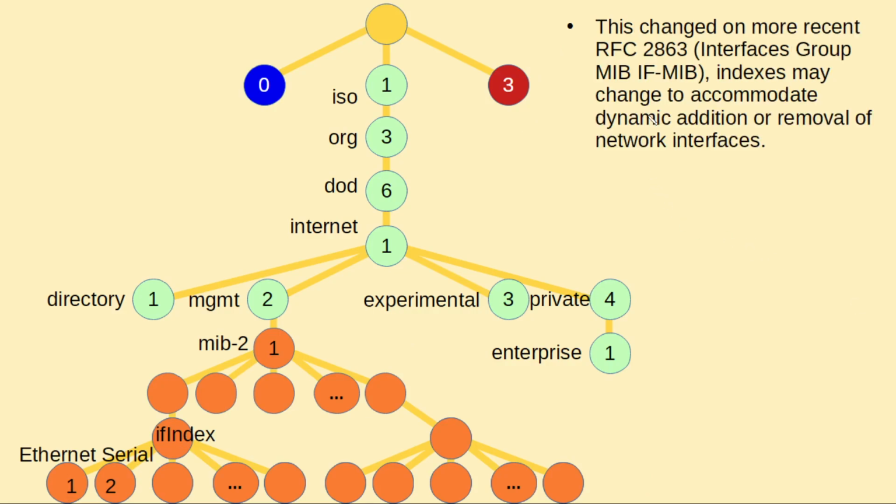This behavior changed since the RFC 2863 was released, where indexes may change to accommodate the dynamic addition or removal of network interfaces. So we might have one device where its numbering for interfaces may be this, and after a reboot, this numbering can change. So this has a direct impact over the data that we have been gathering for telemetry, because it will make this data inconsistent.